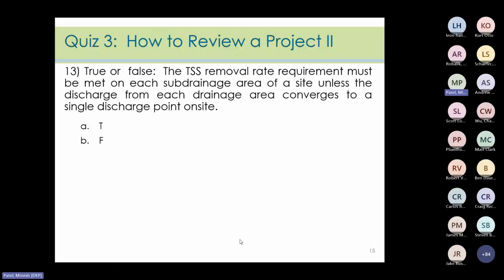Question 13, true or false? The TSS removal rates requirement must be met on each subdrainage area of a site unless the discharge from each drainage area converges to a single discharge point on site. And the answer is A, true.